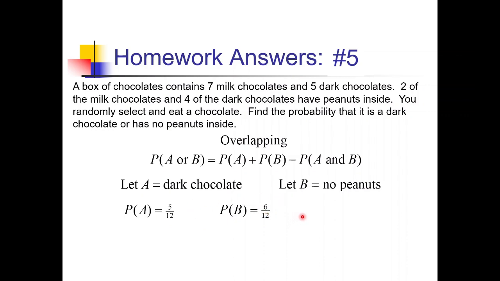Now let's look at P of A and B. These would be the dark chocolates that have no peanuts. And again, there's 5 dark chocolates and 4 have peanuts, so 1 doesn't. So that's a 1 out of 12 probability that we meet both of these conditions. So putting all that together, we've got 5/12 plus 6/12 minus 1/12, that is 11/12 minus 1/12, which is 10/12. And if we want, we can reduce that to 5/6.